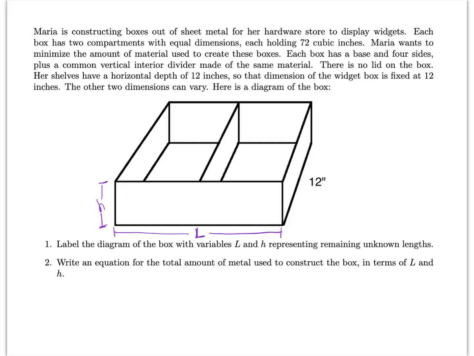So we're going to say the area used is made up of several different pieces. I have this front piece and this back piece that are the same. Each of those has an area of L times H. So I have two pieces that have area LH. Then I have three pieces, the two side pieces and the middle piece, that all have the same dimensions. They are H by 12. So I have three pieces that are all 12H for their area.